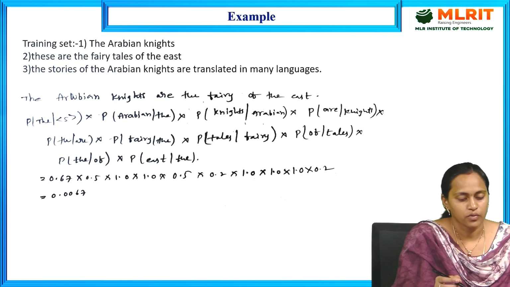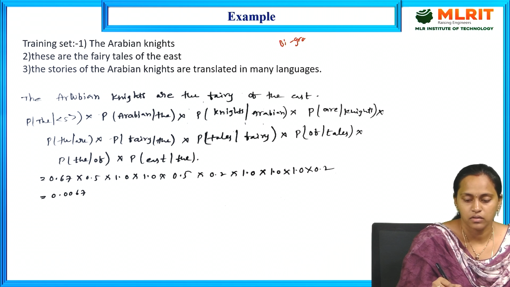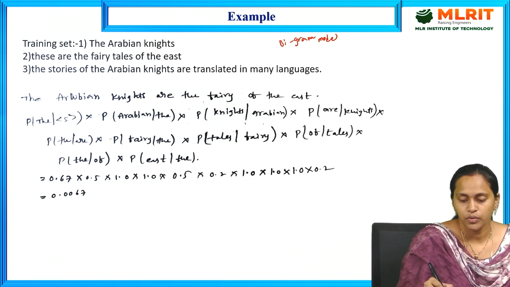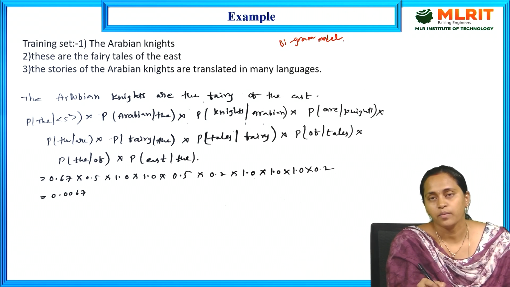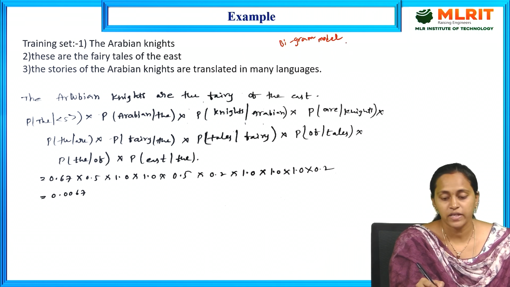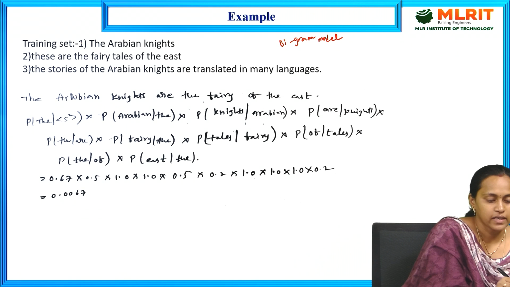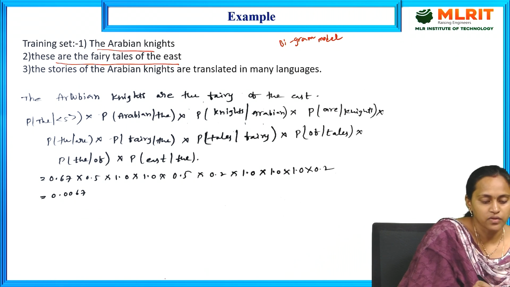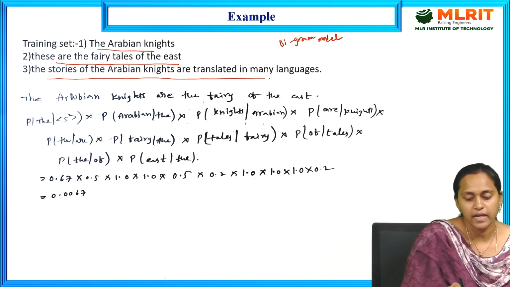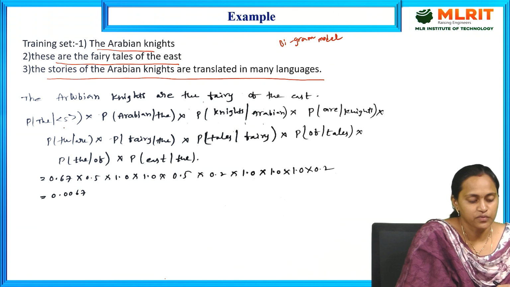This is the overall example of using the bigram model. We are using the bigram model to find the probability of a sequence of words in a sentence. The training set contains 3 sentences: "The Arabian Nights." "These are the fairy tales of the East." "The stories of the Arabian Nights are translated in many languages." This is how we find the probability for each word.